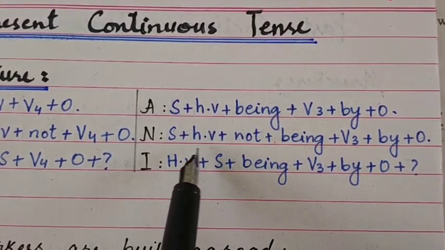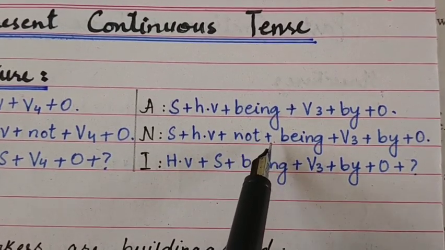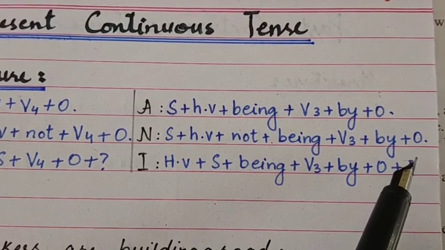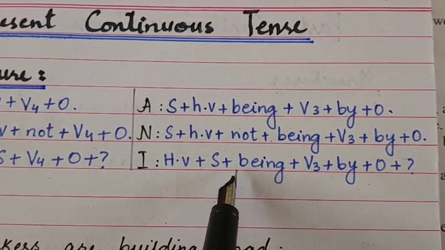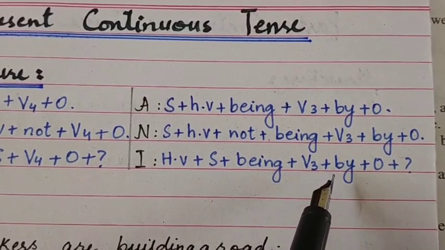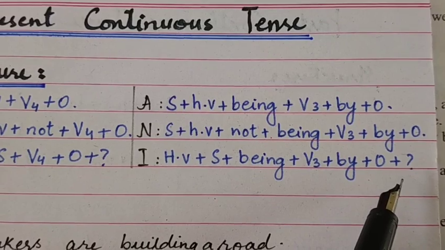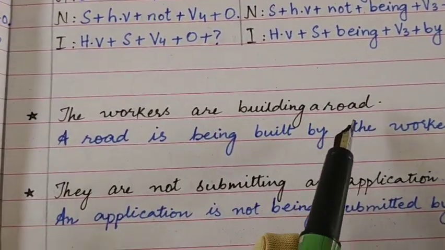Then the structure of the negative one is subject plus helping verb plus not plus being plus verb third form plus by plus object. And its interrogative structure is helping verb plus subject plus being plus verb third form plus by plus object plus question mark. The examples are: the workers are building a road.